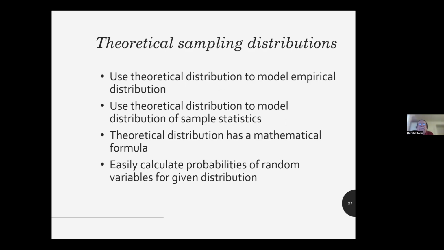So that was, in calculating a standard error of the mean, I was using the normal distribution there, but there are other theoretical sampling distributions that are used in statistical analysis. And by these theoretical distributions, we mean that they have a mathematical formula. Because of that, we can easily calculate areas under the curve and come up with probabilities of random variables for any given distribution.